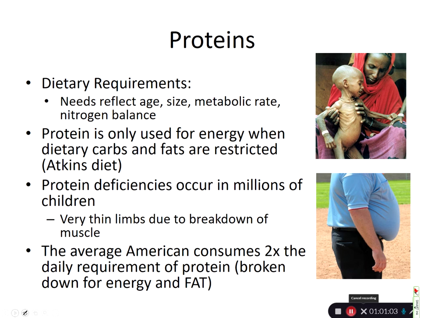So, you can see, this child, that limbs are so tiny, that is a definite indication of a protein deficiency. In the United States, usually, we consume a lot of protein, usually 2 times the amount of protein that we need. Problem is, when you consume more protein than you need, your body is going to store that for later on. So you actually store it as fat. You can use it for energy later.